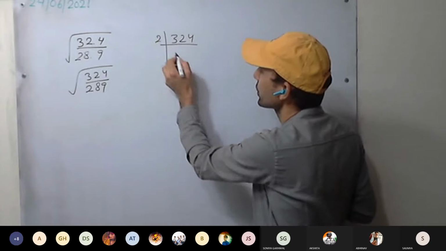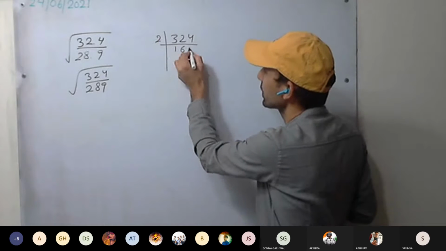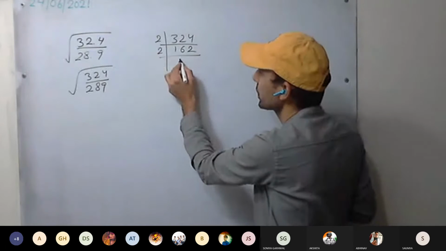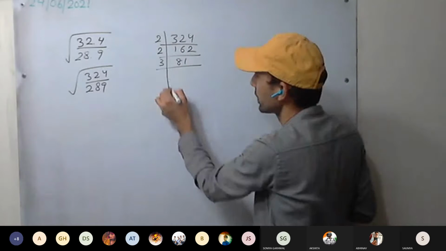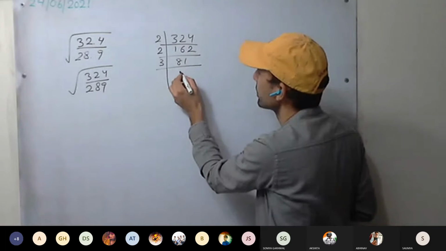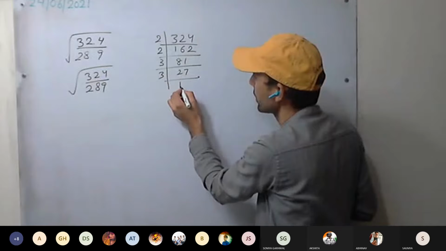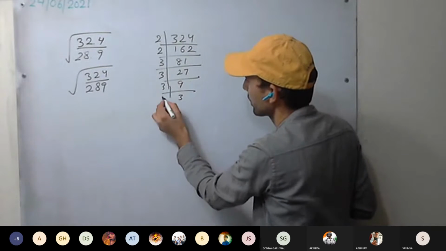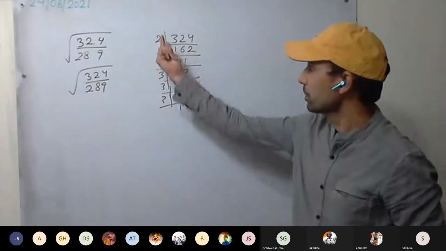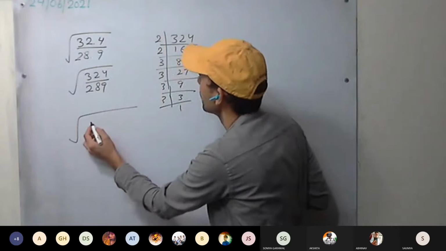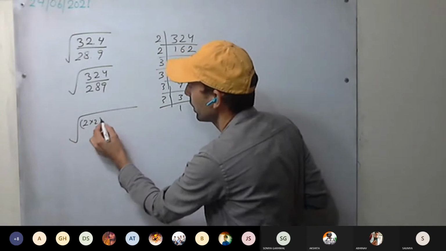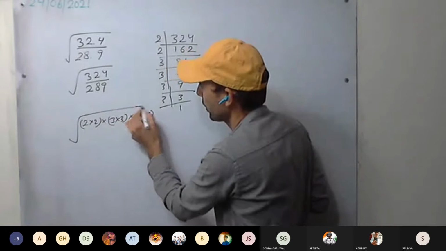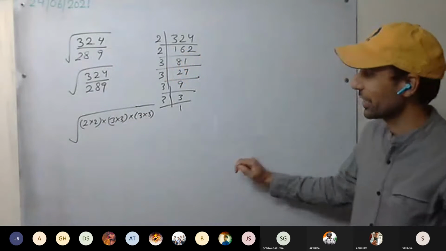I will factorize 324. This will be 81, 2, 7, 3. So, 2 into 2, 3 into 3. What about 289? Can you factorize it?